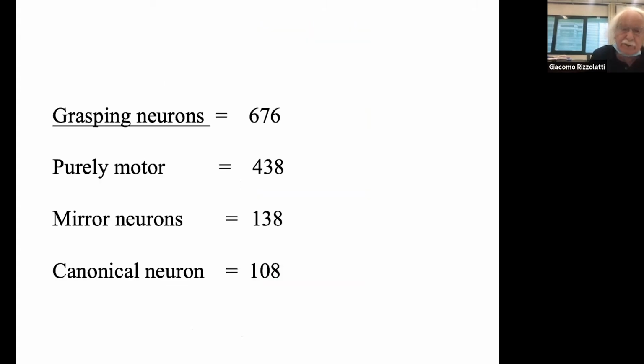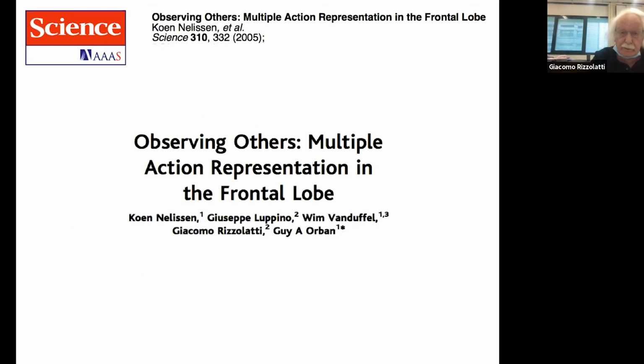Well, this also allowed us to give some numbers. For example, in F5, out of 676 neurons, purely motor neurons are the majority, but there are many mirror neurons, and there are some canonical neurons.